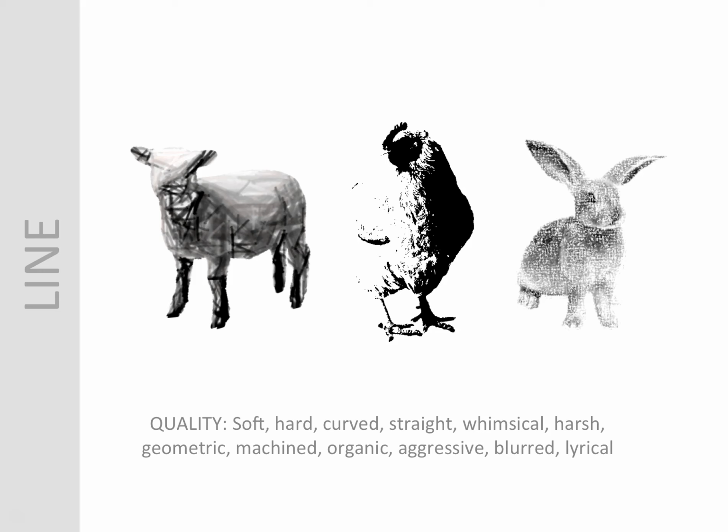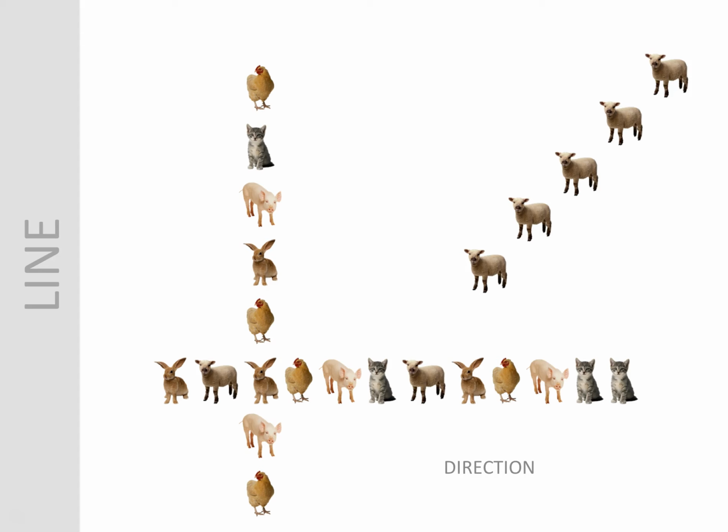When we talk about line, we can talk about several aspects of line. One is the line quality. When we talk about line quality, we think about it like we think about people we know. What's it like? What are the characteristics? When we think about the characteristics of the line that we're looking at, they dictate the experience that we have with the image itself. So a line might be soft, hard, curved, whimsical, harsh, machined, aggressive, blurred, lyrical. The quality of the line often has to do with the material that's being used in the image.